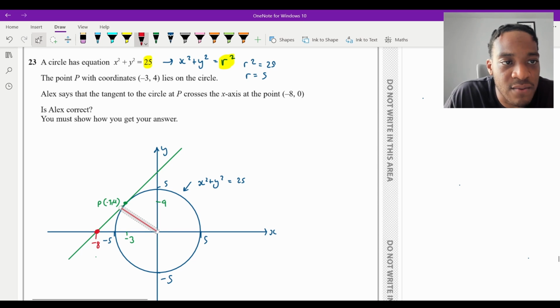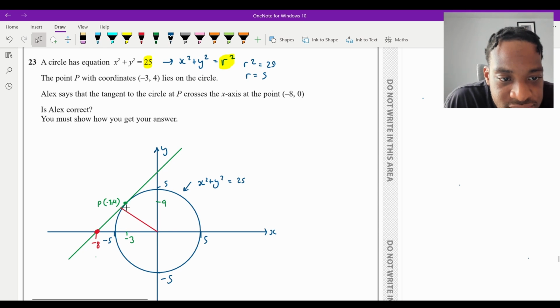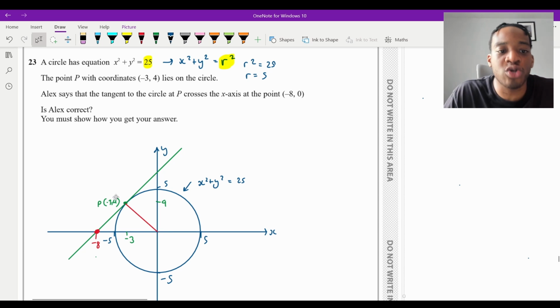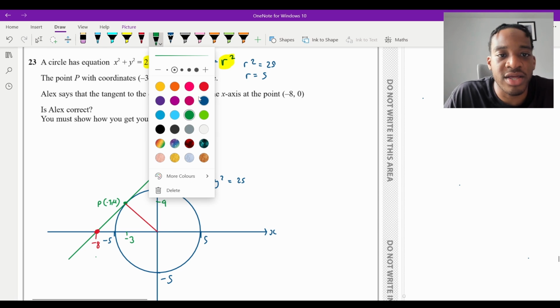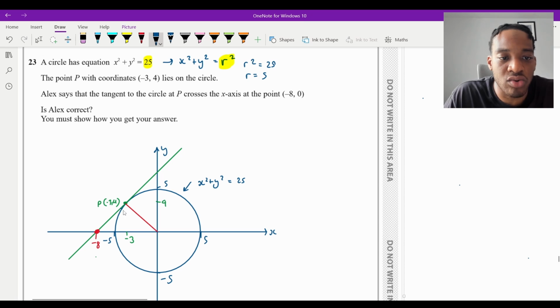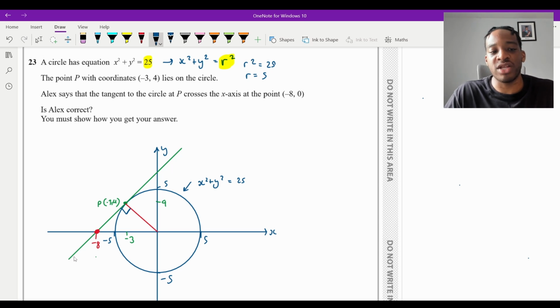So like this here, and then I'm going to put this here. Like that. And then according to our circle theorem, these meet at a right angle, like this. In other words, the gradient of this line in green is the negative reciprocal of the gradient of that line. So what we need to do is work out the gradient.